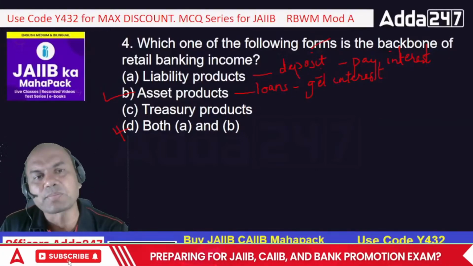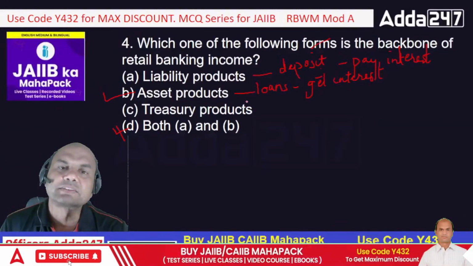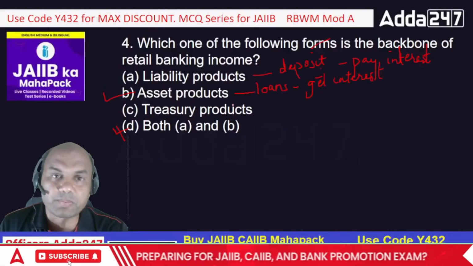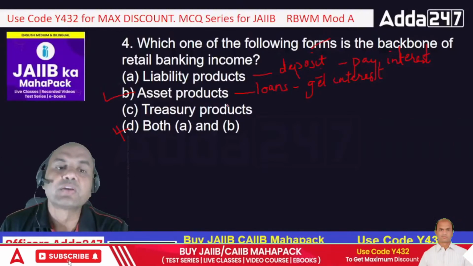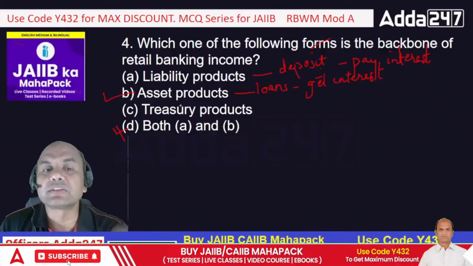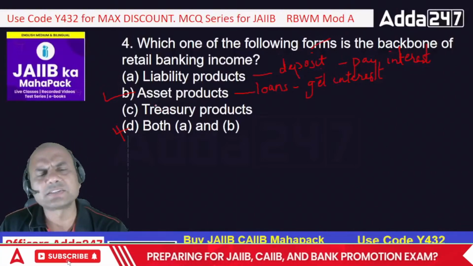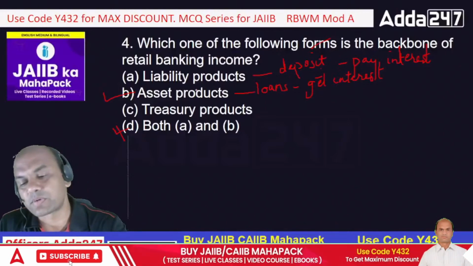Treasury is itself a separate banking system. There are various types of banking systems: retail, treasury, merchant banking, corporate banking, you name it. There are 6-7 more, like wealth management. So that's why treasury doesn't become a part of retail banking. It's a separate entity altogether. So the answer over here is asset products.